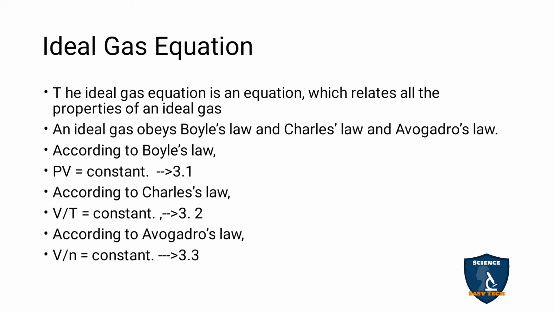As we have discussed, an ideal gas obeys all the gas laws, and this ideal gas obeys Charles' law, Boyle's law and Avogadro's law. First, according to Boyle's law, PV is equal to constant. We take it as the first equation. Second, according to Charles' law, V by T is equal to constant. That is the second equation. According to Avogadro's law, V by N is equal to constant. That is the third equation.